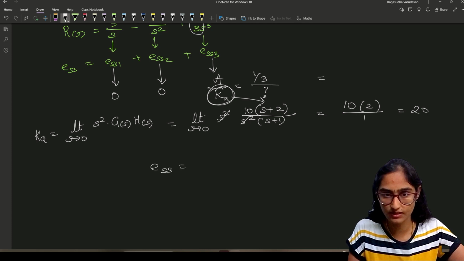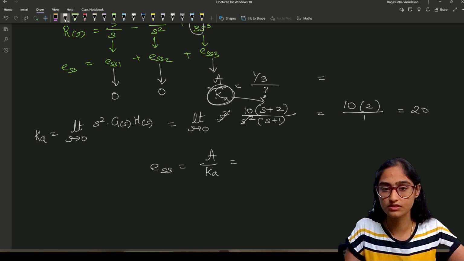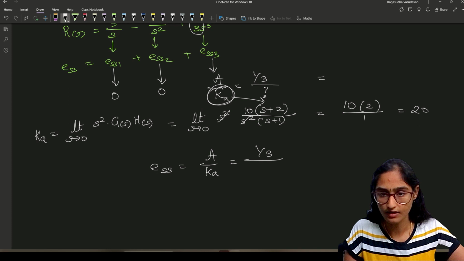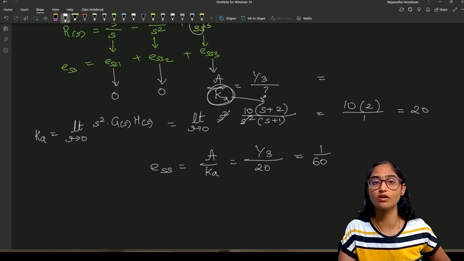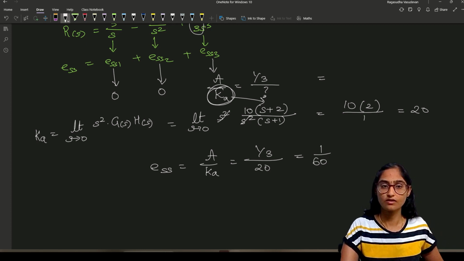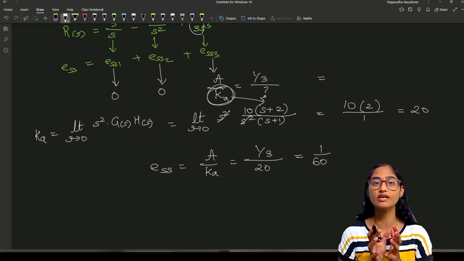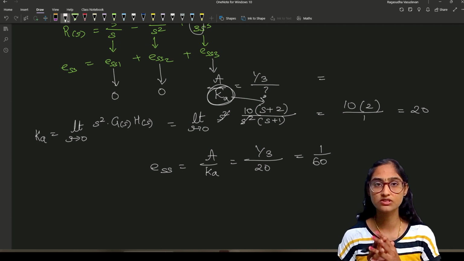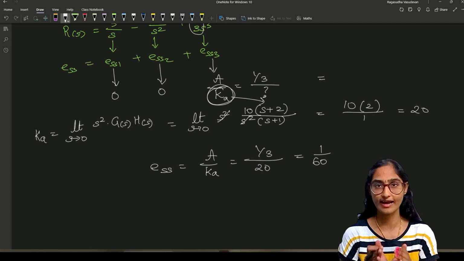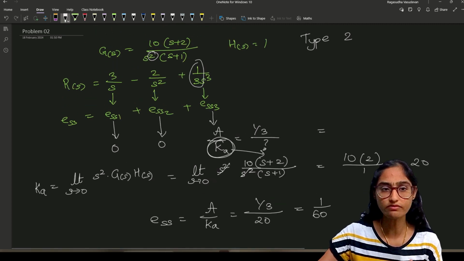So ESS3 is equal to A divided by Ka, which is equal to 1 by 3 divided by 20. Okay, so this is the value of the steady state error. Okay, so when you are given an input which is a sum of 2 or 3 more terms, you should separate that into step, ramp and parabolic input. How do we do that?